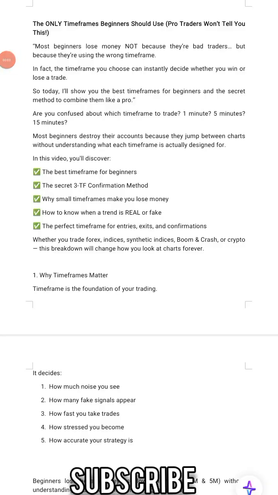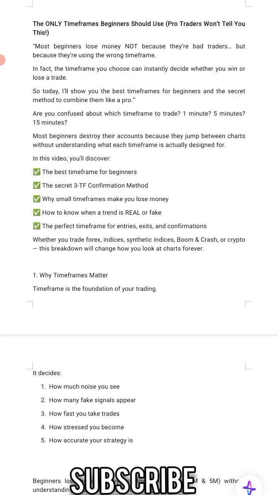Most beginners lose money not because they are bad traders, but because they are using the wrong time frame in their forex analysis. In fact, the time frame you choose can instantly decide whether you win or lose a trade. So today, I will be showing you the best time frame for beginners and the secret method to combine them like a professional.